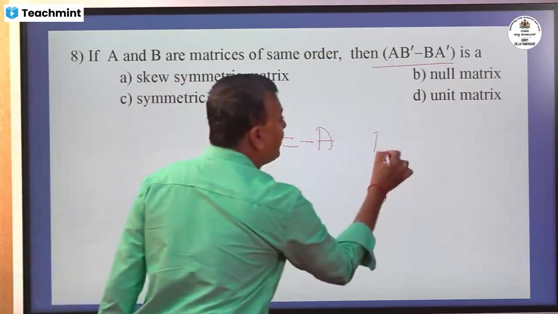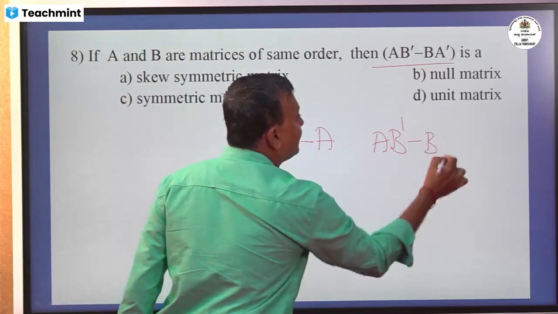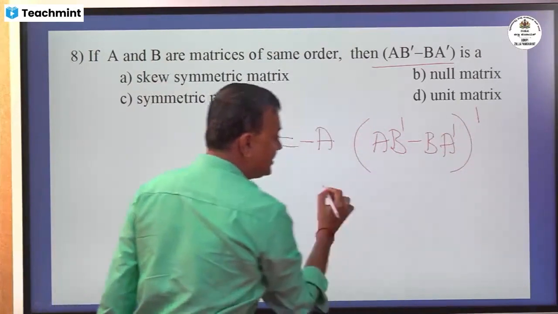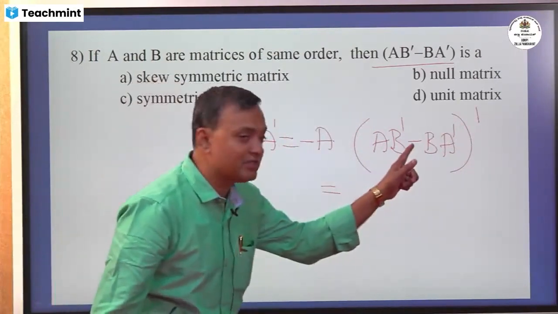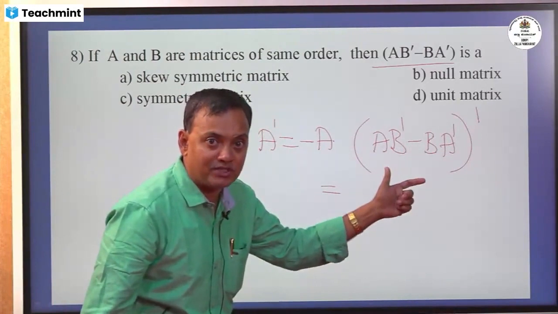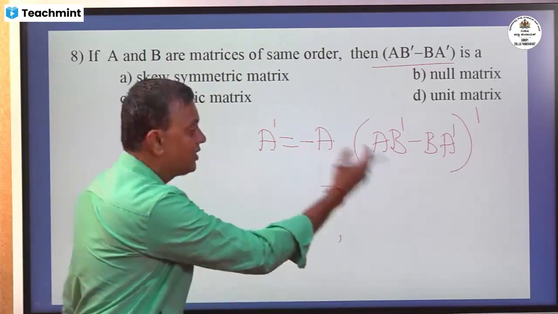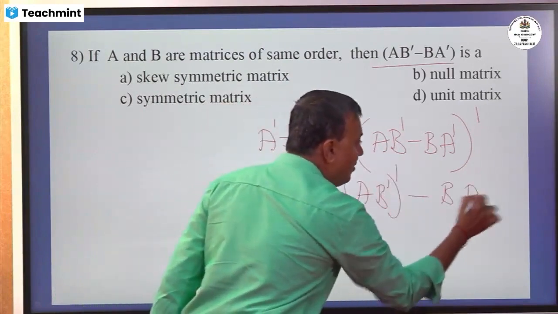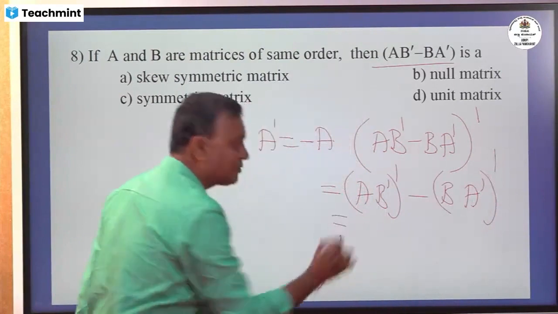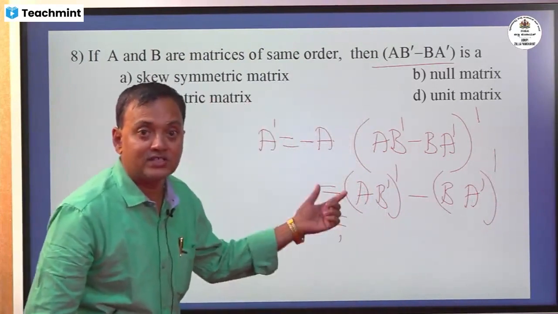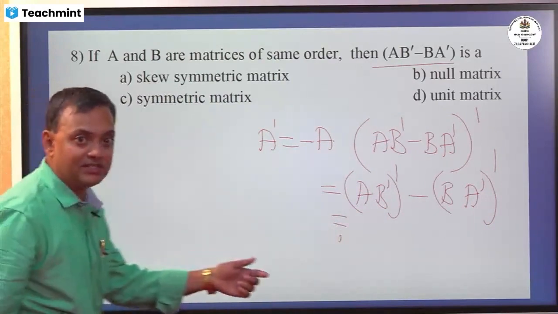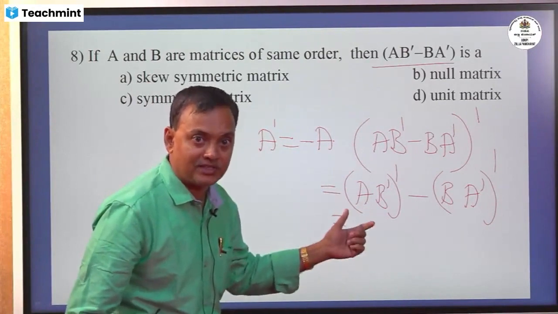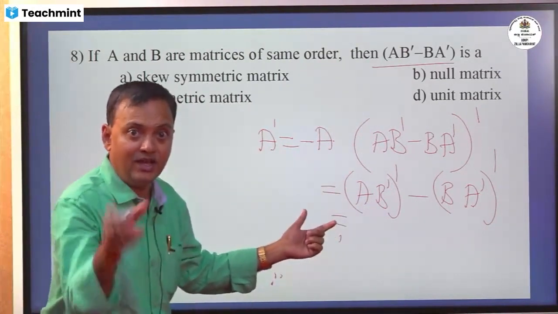Now we have to take the transpose of AB dash minus BA dash. What is the transpose of this? First apply the difference. What is the transpose of the difference of two matrices? The difference of their transposes. So transpose of AB dash minus transpose of BA dash, and then apply the transpose of a product of two matrices. What is AB whole dash? AB whole dash is B dash into A dash. The transpose of a product of two matrices is the product of their transposes taken in reverse order.